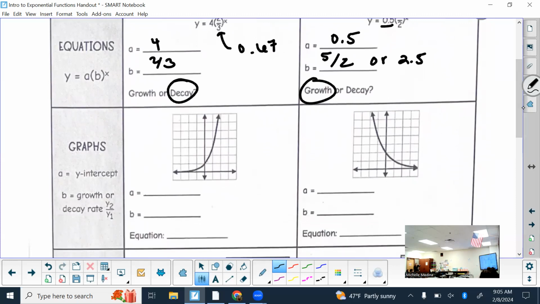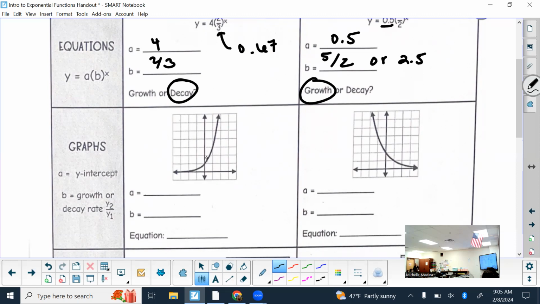Okay, now from a graph. What's my A value from this graph? Where does it start? Where's my y-intercept? All right, we'll come back to you, but you have the A's, try to figure it out.